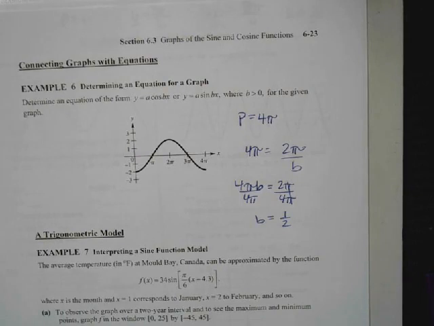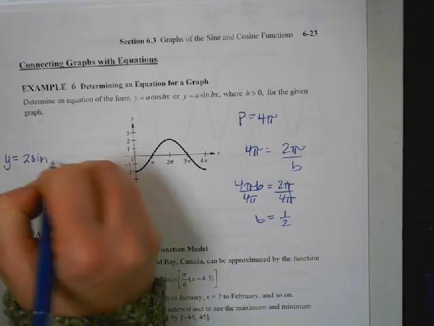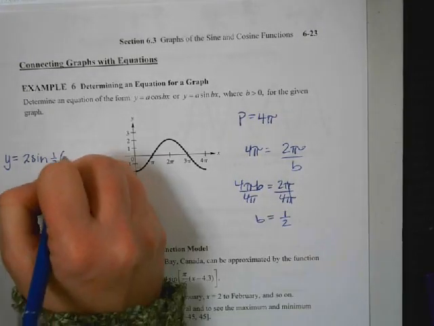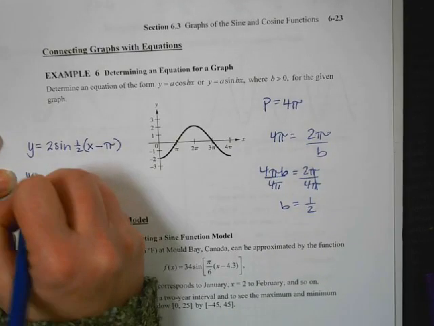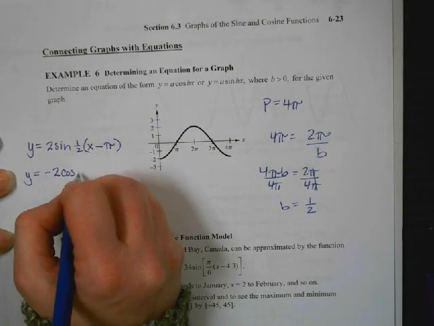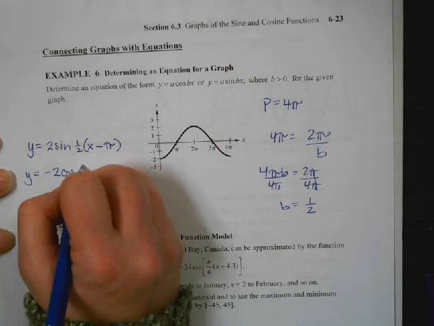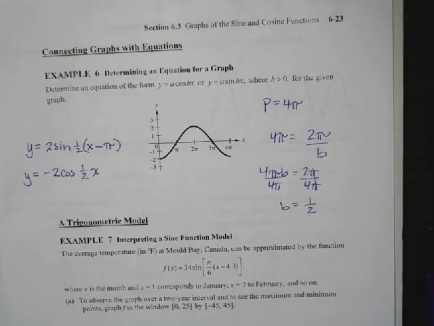What about your amplitude? From the central axis, how far up and how far down does it go? 2. So if I was writing it as a sine wave, I would write it as y equals 2 sine of 1/2 x minus pi. If I was writing it as a cosine wave, I would write it as y equals negative 2 cosine of 1/2 x. There's no shift on it. Either way. Y'all okay?